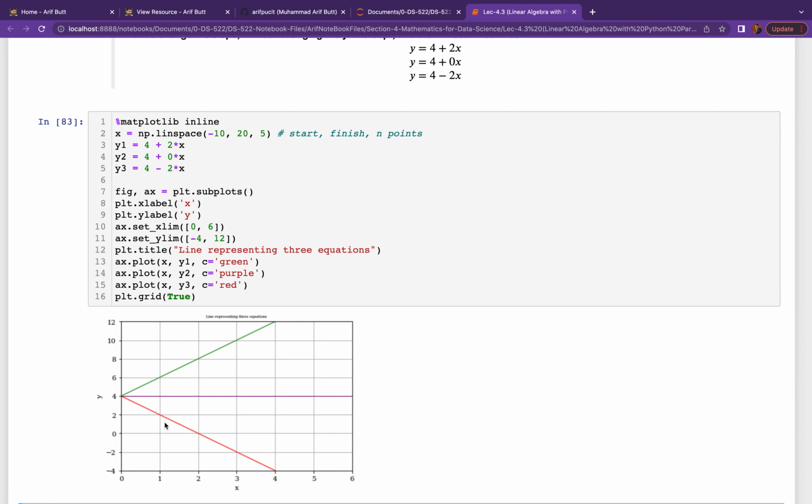And finally, this red line represents the equation y3 is equal to 4 minus 2x, having a negative slope, thus showing a negative relationship between the two variables. Note that when x is equal to 1, y is 2, and when x increases to 2, y decreases to 0. Great.